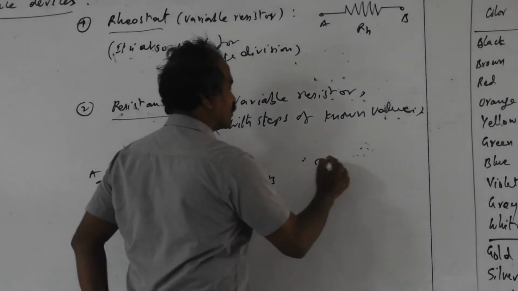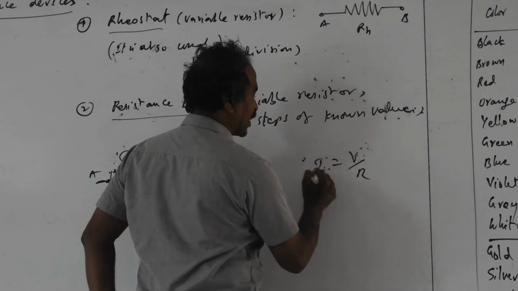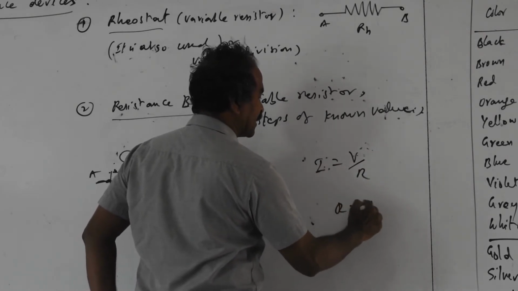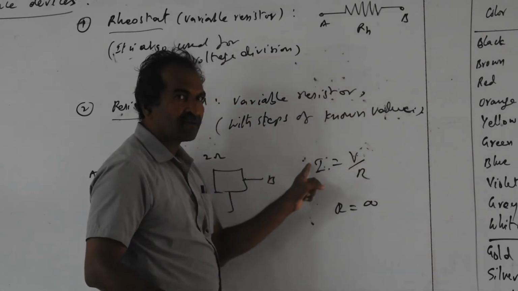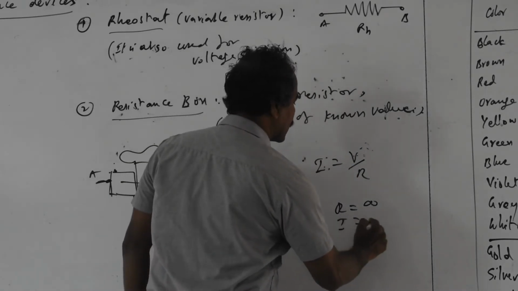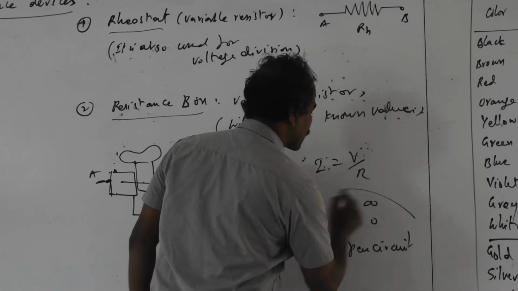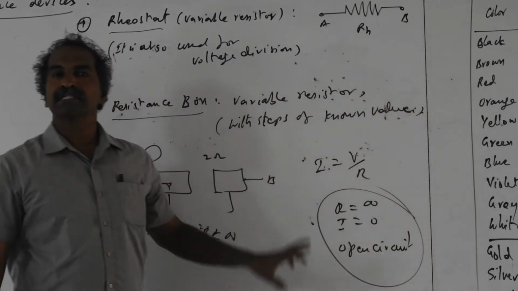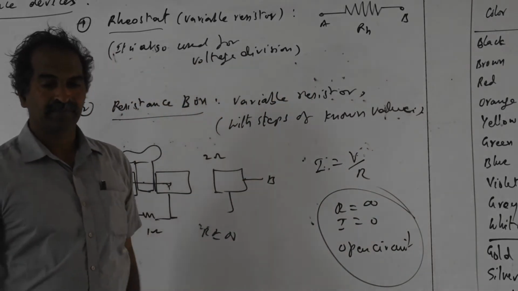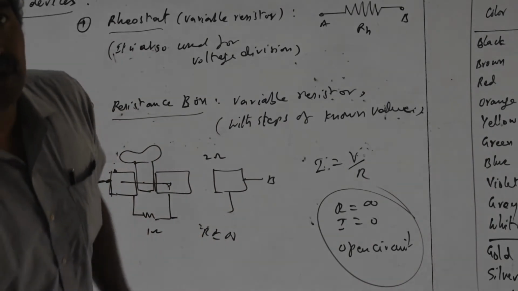So the resistance is infinity. I equals V by R. V equals IR, I equals V by R. If R is infinity, then 1 by infinity is how much? 0. Current is 0. It is called an open circuit. In the open circuit, resistance is infinity. Remember that point. And current will be 0 for the open circuit.